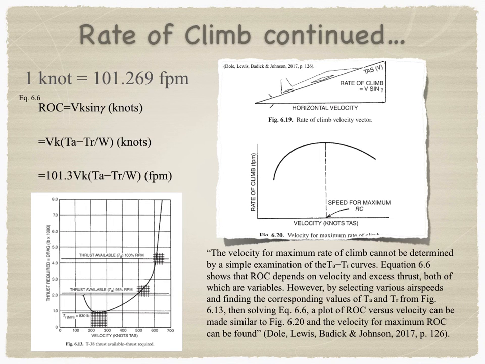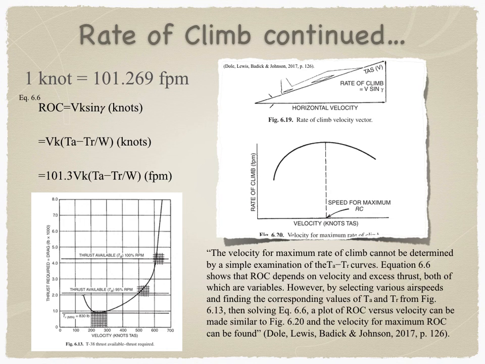Okay, again, rate of climb. 1 knot equals 101.269 feet per minute. So in the book, they have this equation 6.6 that we've all seen. Rate of climb equals the velocity in knots times sine gamma, which is equal to the velocity in knots times the thrust available minus the thrust required divided by the weight, and that's in knots. And then you have 101.3 times the velocity in knots times the thrust available minus the thrust required divided by the weight, which equals feet per minute.